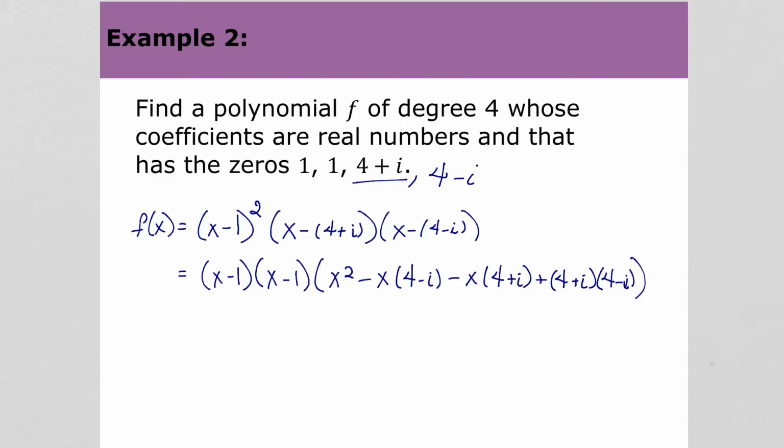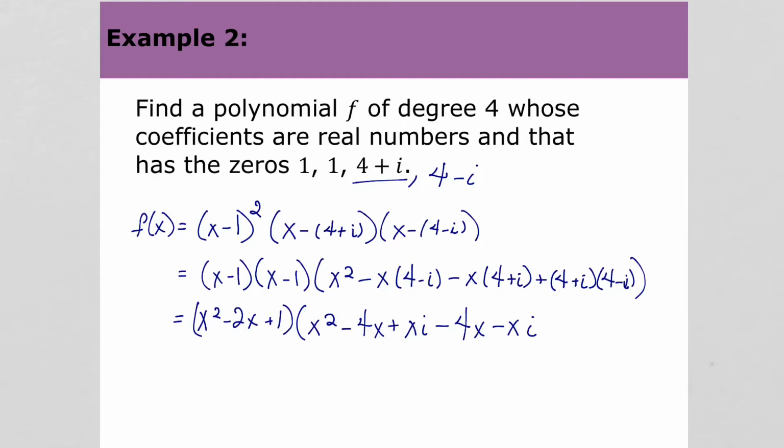Okay? And the first part, we can foil that. So we've got x squared minus 2x plus 1. And let's combine our like terms over here and do some foiling at the end. So we've got x squared minus 4x plus xi minus 4x minus xi.